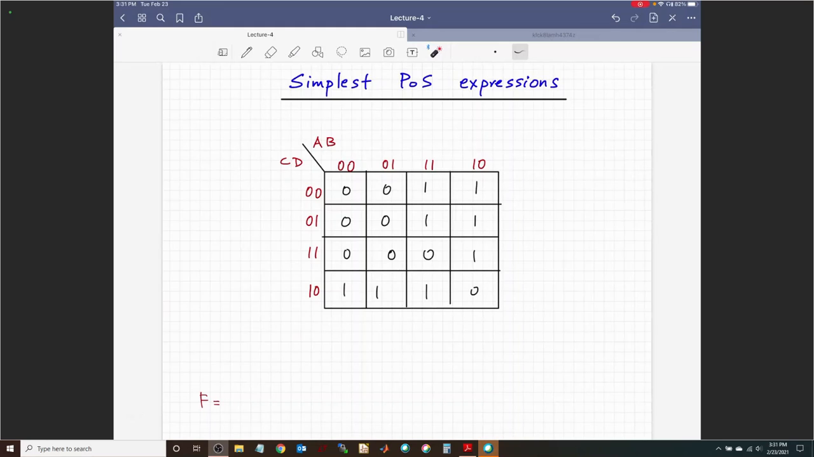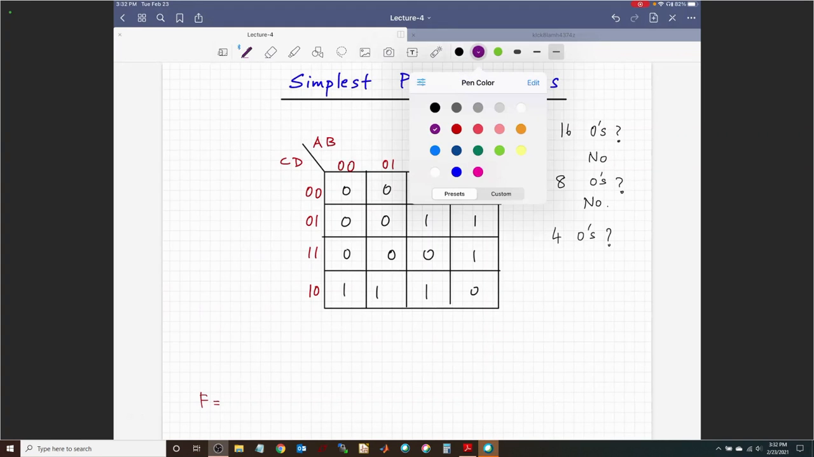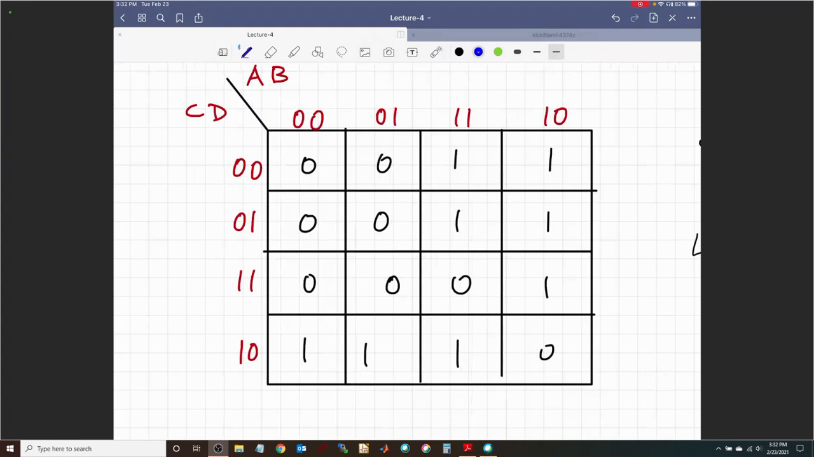So I would be asking questions, and the first one I will ask is, can I make a group of 16 zeros? What do you guys think? No, because I see a bunch of ones in there. Next, 8 zeros. Yeah, that's also no. I think when you go to 4 zeros, we will have a bunch of them, right? So the first group that I see, which is pretty clear, is right here. Box it up.